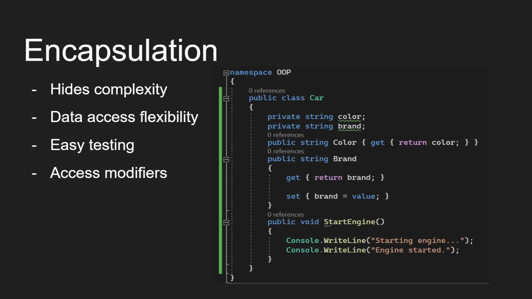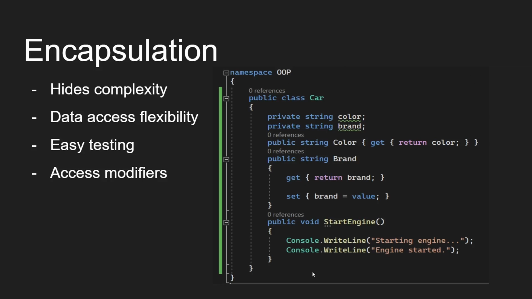So we achieved some kind of data access flexibility because we are not allowing someone to set the color of the car. We only have the getter of the color. Speaking of the real world example of encapsulation, we can start the car without knowing the details of what happens under the hood when we start the car. So that's one example of encapsulation in real world.